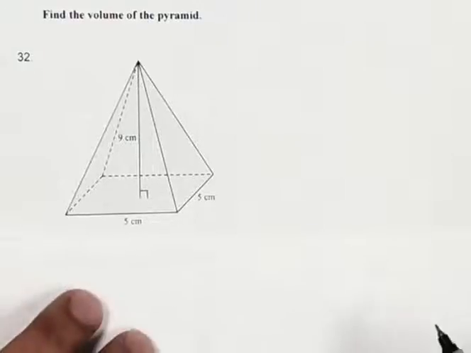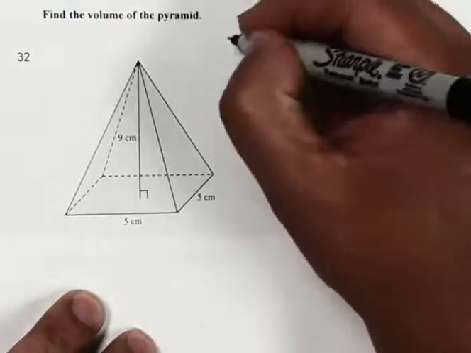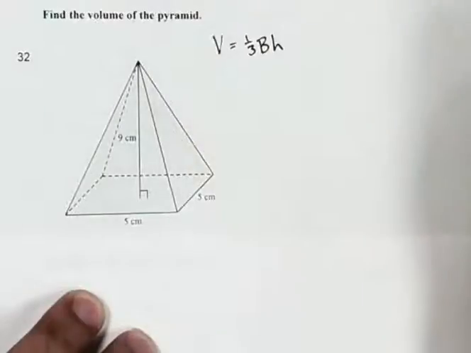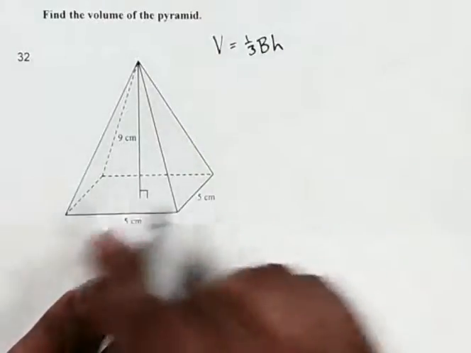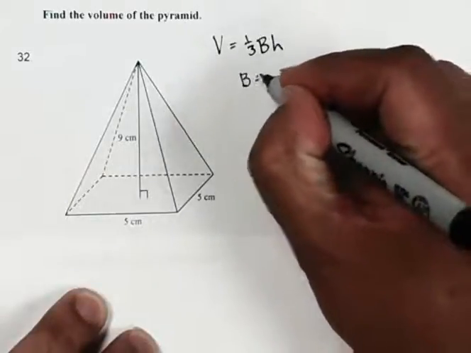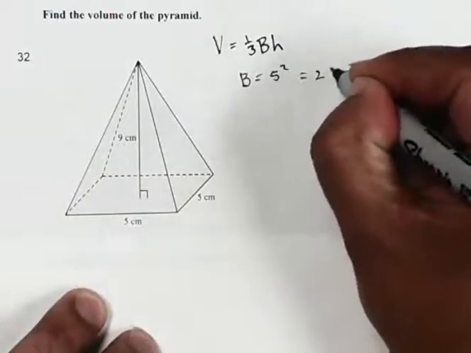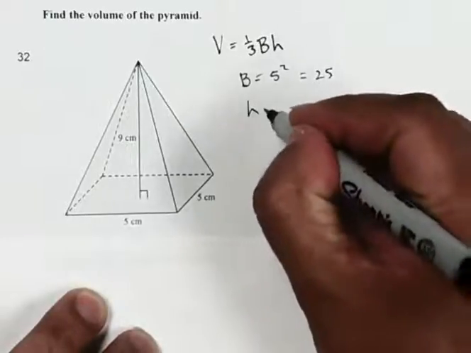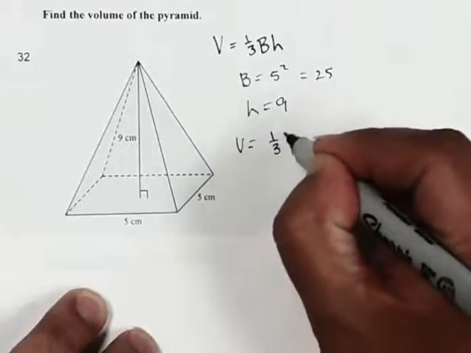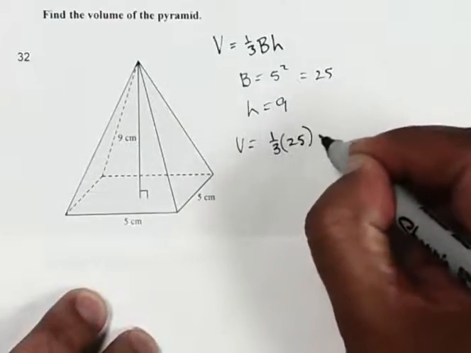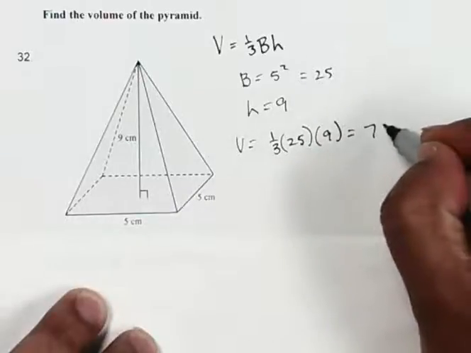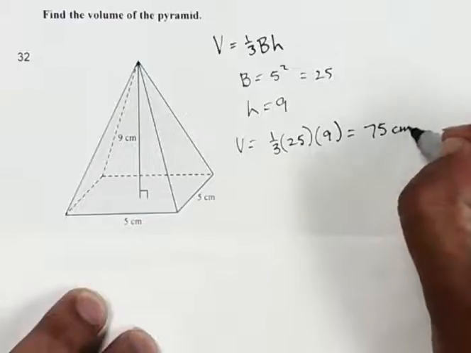Okay, on this next one for the volume of the pyramid, that formula is going to be V equals 1/3 area of the base times the height. In this case, my base is this square, so my area of the base is going to be 5 squared, which is 25. My height is 9, so my formula I'm going to do 1/3 of 25 times 9, which comes out to be 75 centimeters cubed.